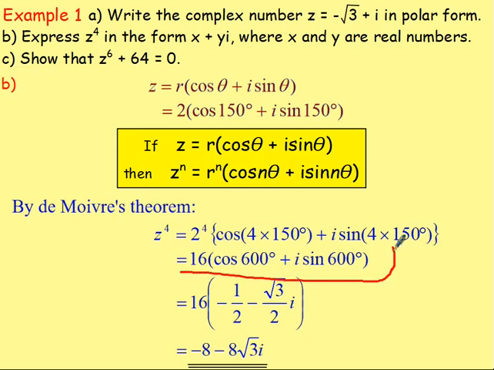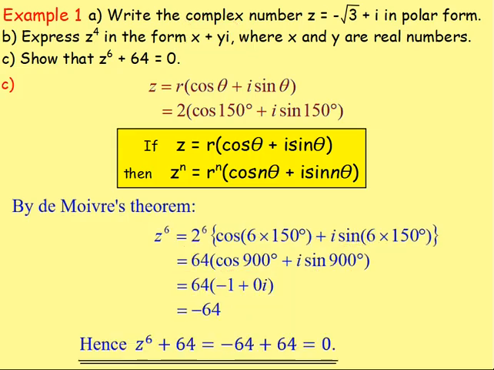That would be it in polar form, but for this example here, it's saying to write it in the form of x plus yi. So what you have to do is you have to work out the cos of 600, it's negative a half, and the sine of 600 is negative root 3 over 2, multiply the brackets, and then you get the resulting complex number in the form x plus yi.